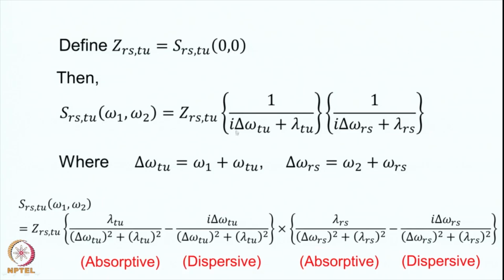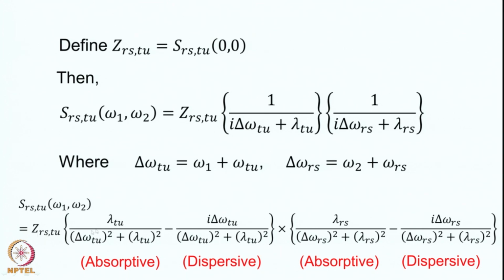So, we have here, this is the first term, the Fourier transformation with respect to the T1 axis, and this is the Fourier transformation with respect to the T2 axis. Okay. Now, here we have written what delta omega Tu is. Remember I wrote explicitly omega 1 plus omega Tu, and delta omega Rs is omega 2 plus omega Rs, and this relaxation factor comes in here as well. And this is the amplitude after the Fourier transformation.